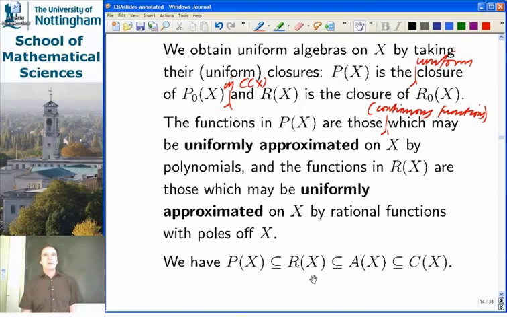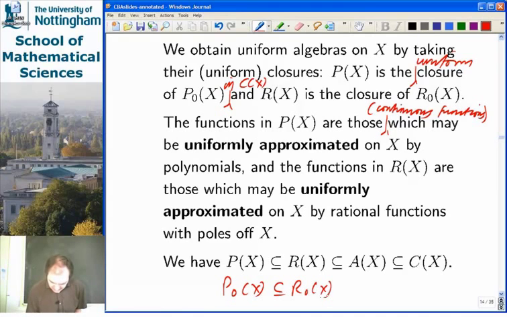And then uniform limits of analytic functions are analytic, and so you stay inside A of X when you take the closure of R naught of X. R naught of X is a subset of A of X. You started with P naught of X, polynomials, contained in the rational functions, contained in A of X. And then when you take closures, you get these other inclusions.